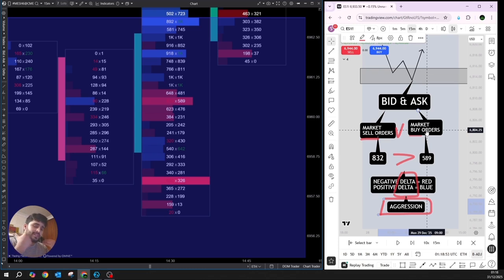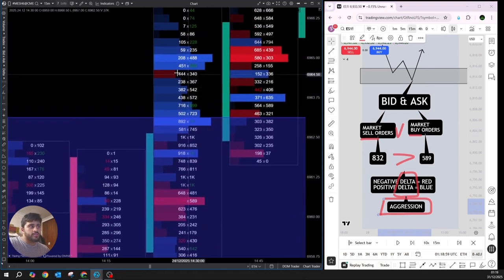When you see negative delta, it simply means that sellers are being more aggressive. Now, when you see positive delta up here, it's the flip side. The ask is greater than the bid, which means the delta is positive, which means that buyers are being more aggressive. That's the only thing footprint charts are showing you. There's nothing else footprint charts are showing you.